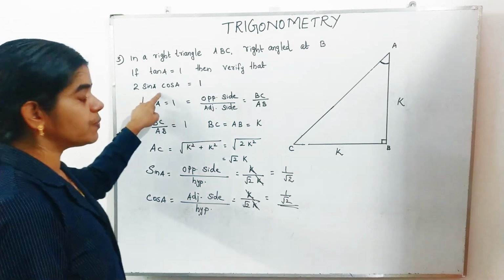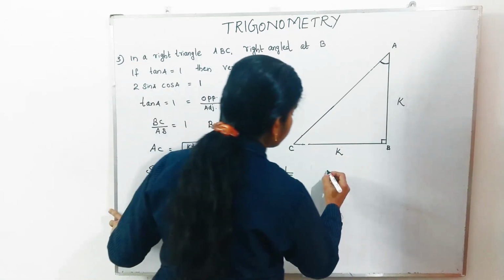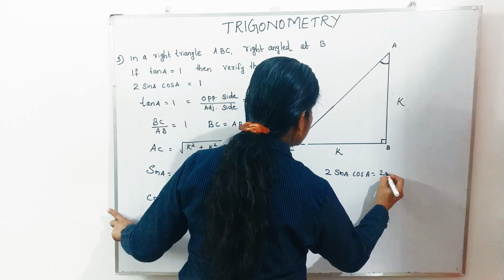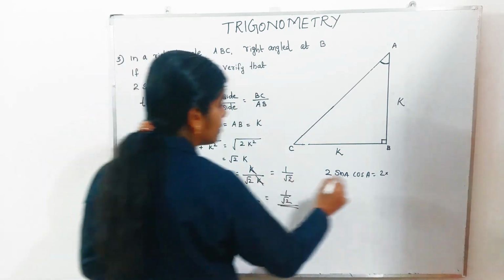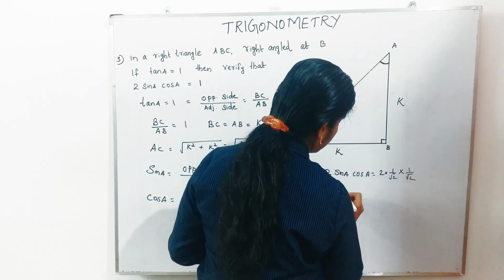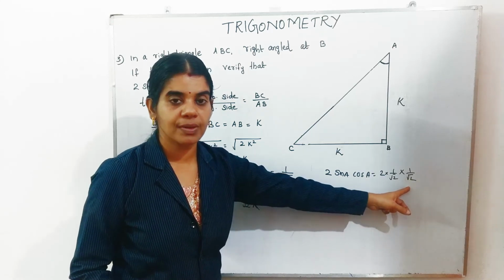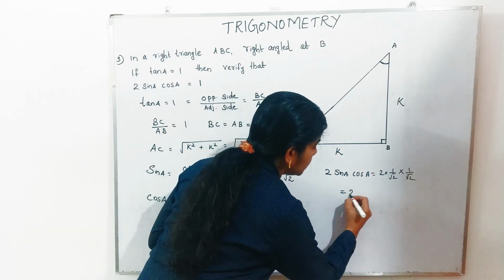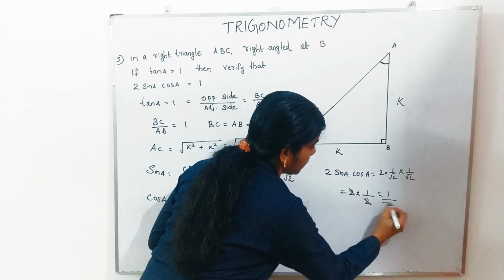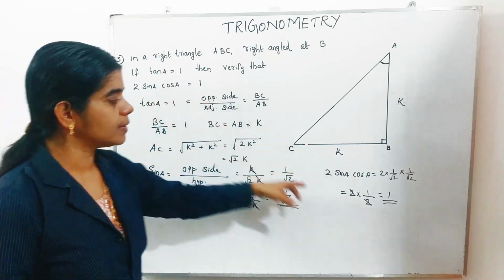Then our question is, you want to show that 2 sin A cos A equal to 1. So 2 sin A cos A equal to 2 into 1 by root 2 into 1 by root 2. Root 2 into root 2 will be 2. Then you got 2 into 1 by 2. We can cut this 2 and 2, so you got 1. Hence verified. 2 sin A into cos A equal to 1. You got the answer also 1.